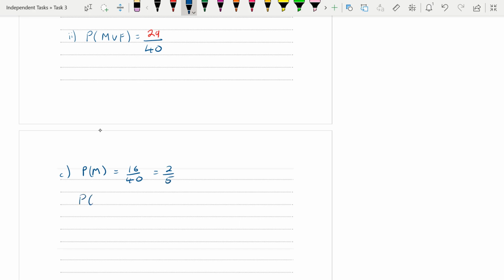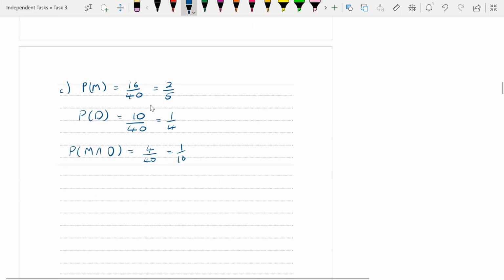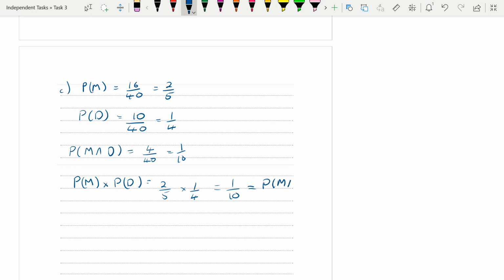I'm going to do the same with the probability of D. If I look at the full circle of D and I add them up, that's 10 over 40, which is a quarter. And I can also find what M intersection D is from my Venn diagram. So that's 4 over 40, or a tenth. So I've got those three things separately. Now I'm going to test it. So to test it, I'm going to do the probability of M times the probability of D, which would be 2/5 times 1/4. Now if I type that in my calculator, I get a tenth. Now I'm going to ask myself, does that equal the intersection? Which it does. So I'm going to say equals the probability of M intersection D.